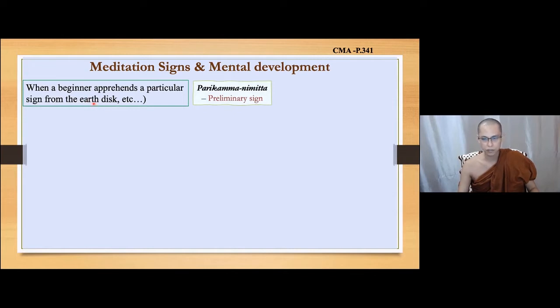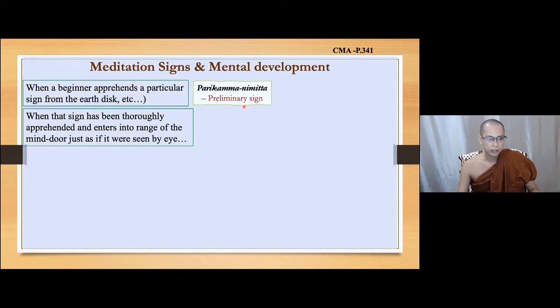is called the Parikamma Nimitta. The object which is seen by the meditator's physical eye is called the preliminary sign. It can be seen by the physical eye. When it has been thoroughly apprehended, then focusing on that again and again, it comes into the range of the mind door.